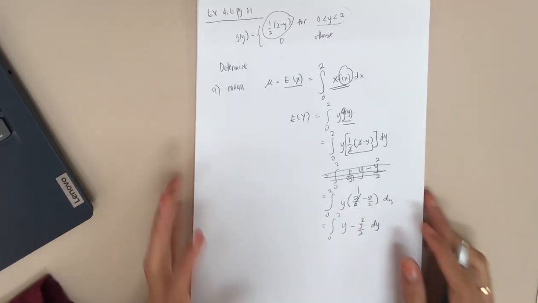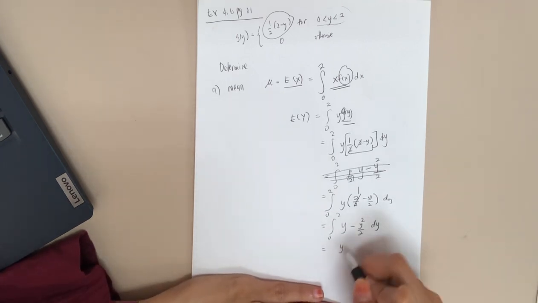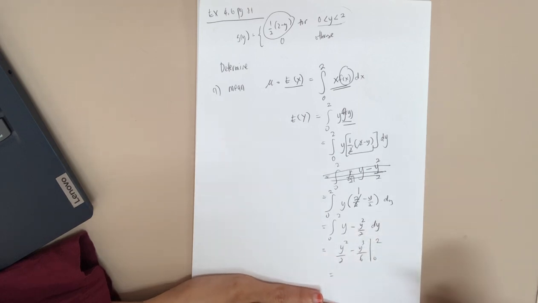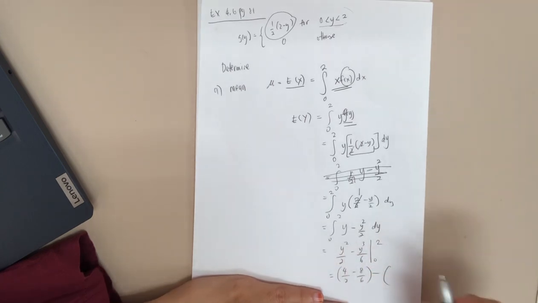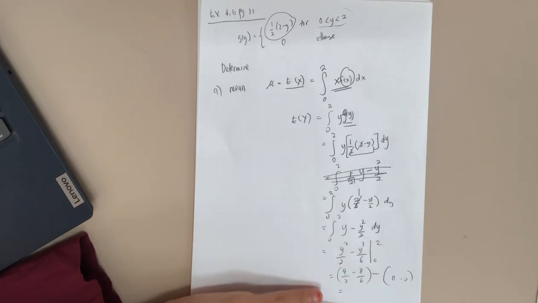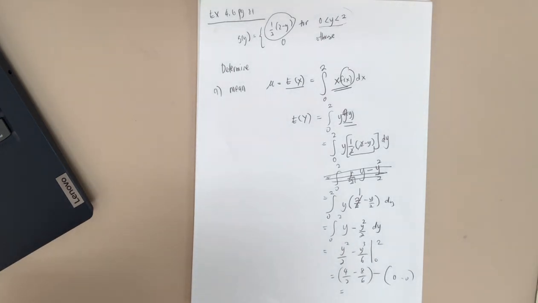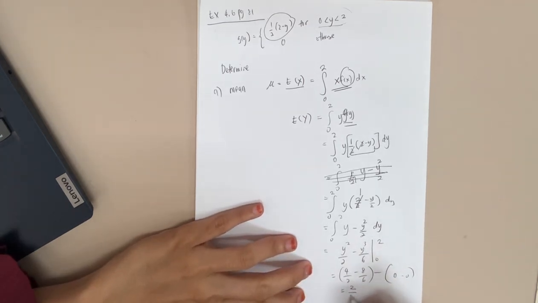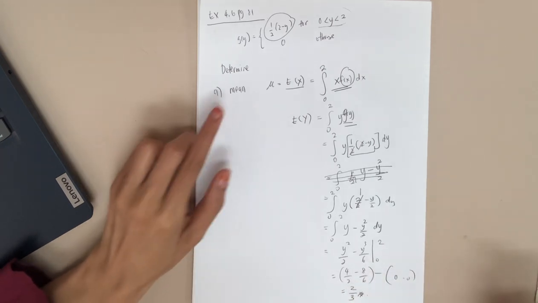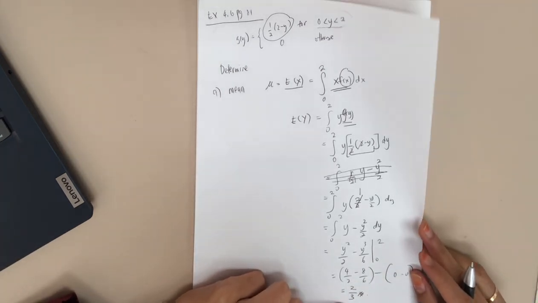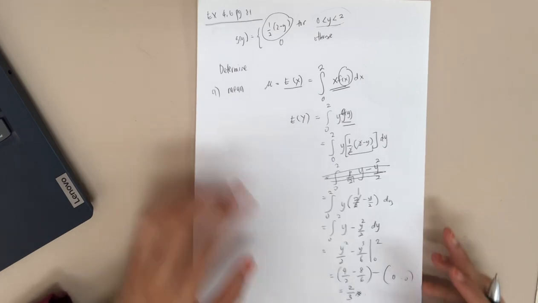Then integrate. Now we will integrate. Then substitute the values 0 and 2. So you get 4/2 minus 8/6, then minus 0. 4/2 is 2, 8/6 is 2/4. For this you can use your calculator. So you will get your mean is equal to 2.3.